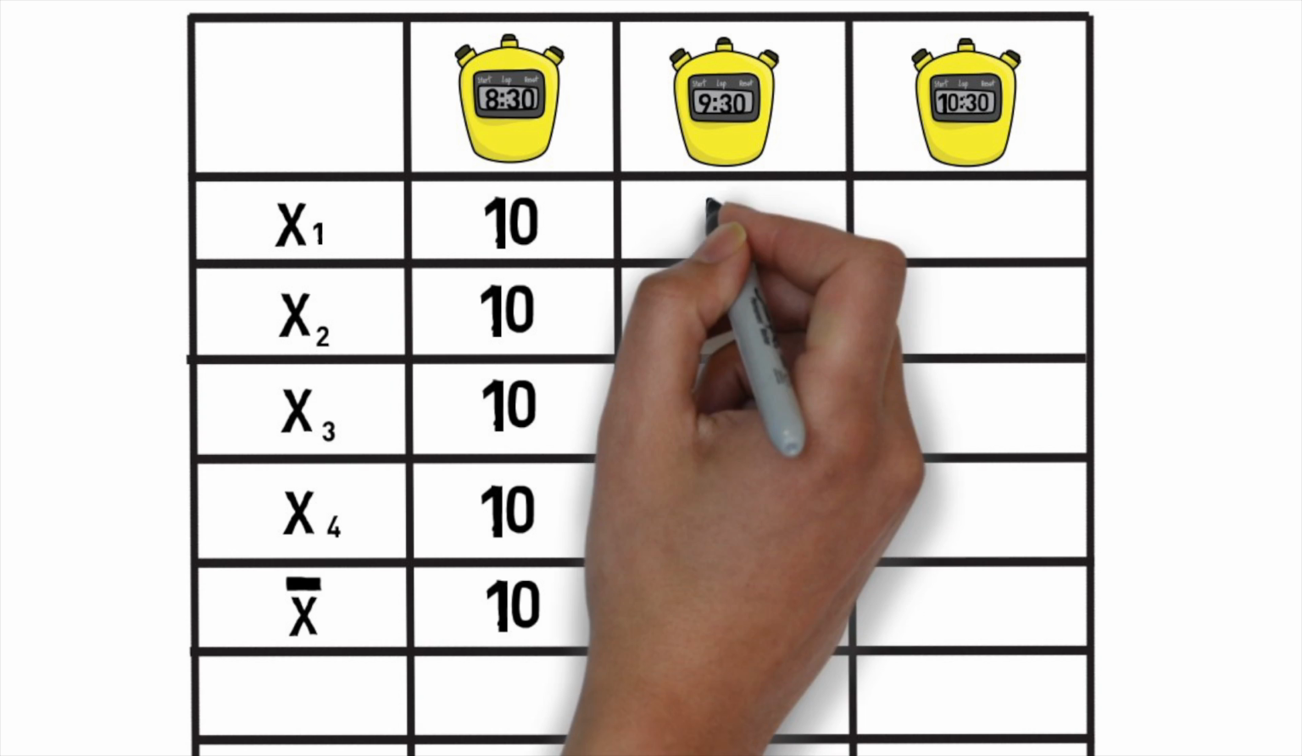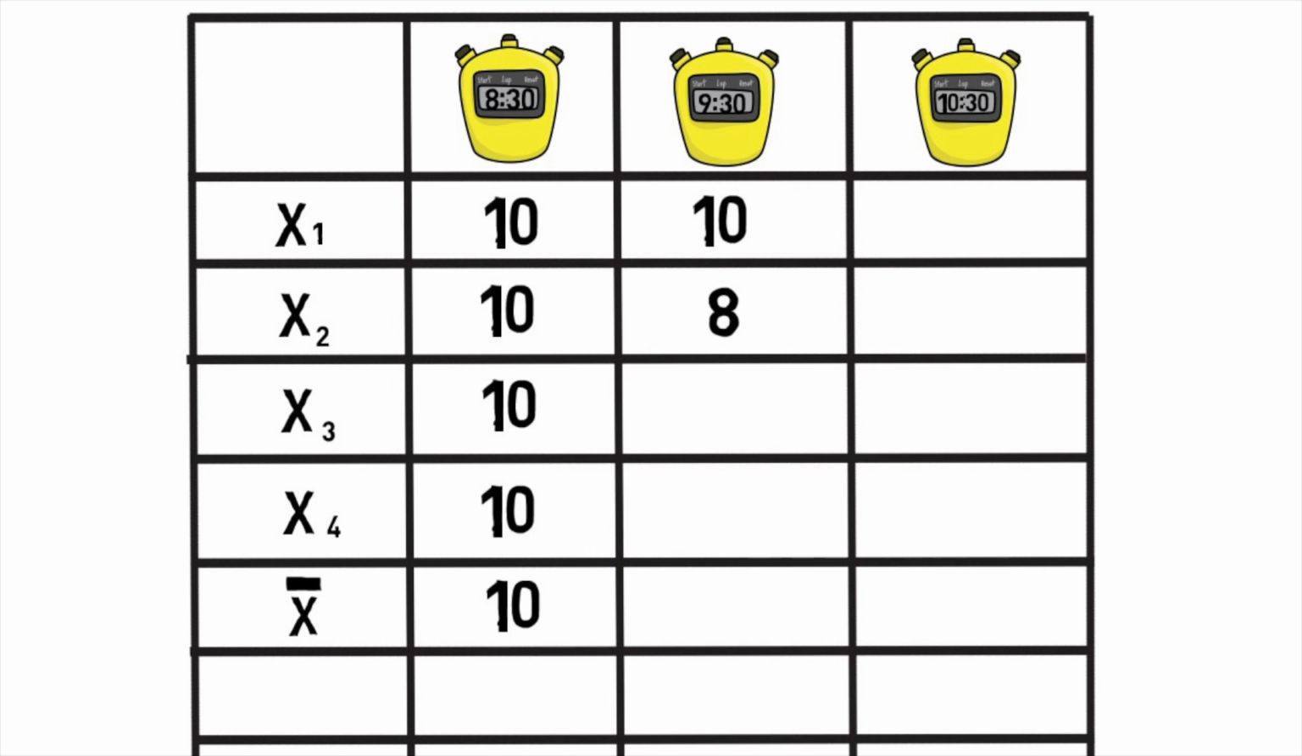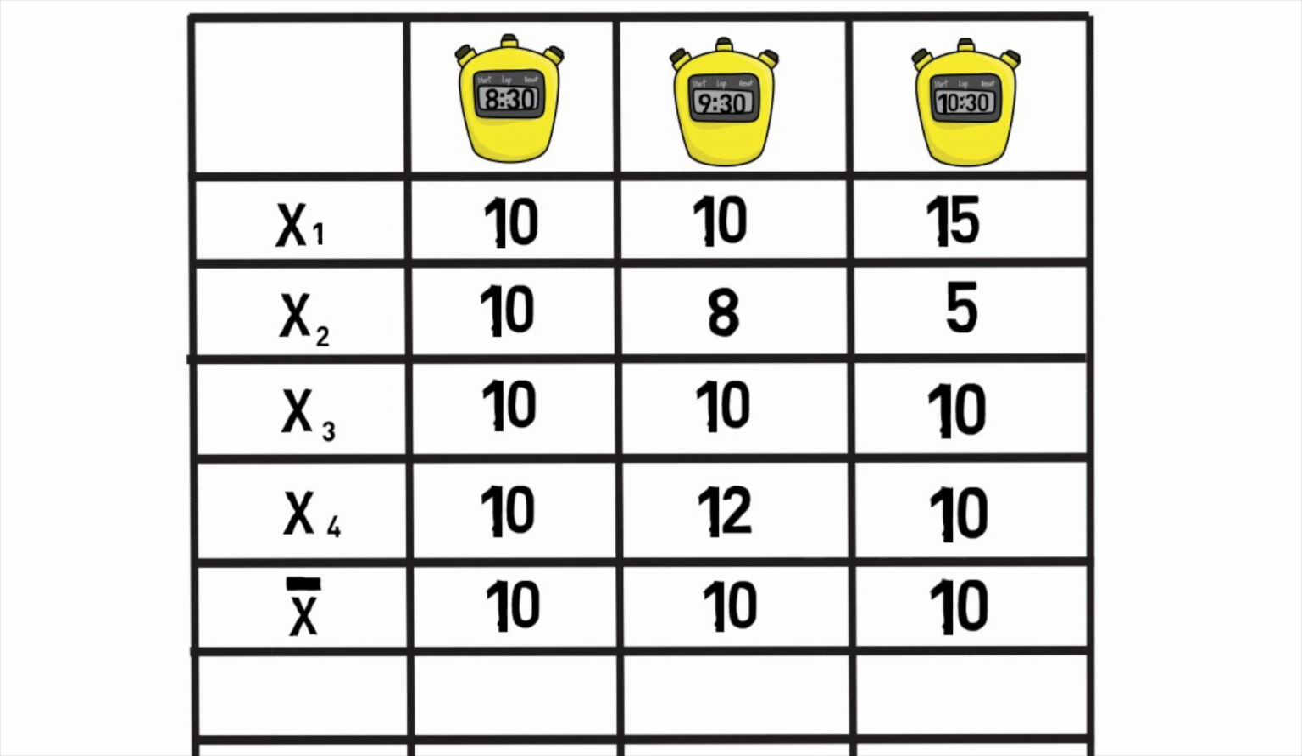At 9:30, we get another 4 measurements, 10, 8, 10 and 12. We add these up and divide by 4, and the mean is 10. At 10:30, we take another 4 measurements, 15, 5, 10 and 10. We add these up and they come to 40. We divide by 4 and we get a mean of 10. Now, looking at this, it would appear that our process is stable.